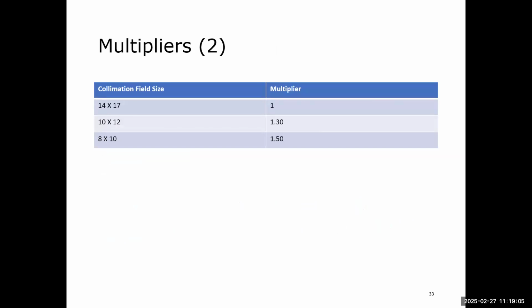You got to remember your multipliers. So basically, this is just saying you need about 30% more when you go to a 10 by 12 and about 50% more when you go to an 8 by 10.